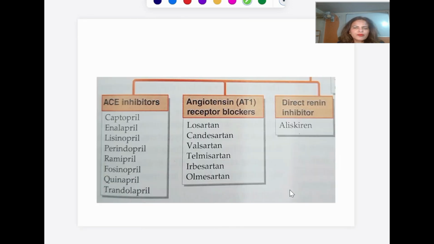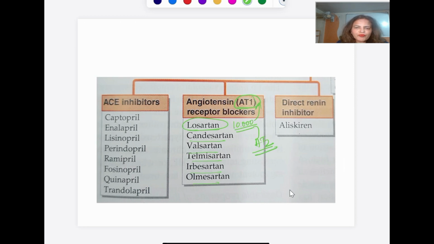Now coming to the second group of drugs. So this is all about the ACE inhibitors. Now coming to the angiotensin receptor blockers: losartan, candesartan, valsartan, telmisartan, irbesartan, and olmesartan. All of them are angiotensin receptor blockers. They are competitive antagonists of this receptor. If I take losartan, it has 10,000 times more affinity for AT1 as compared to the AT2 receptor. So they are competitive antagonists of the AT1 receptor.